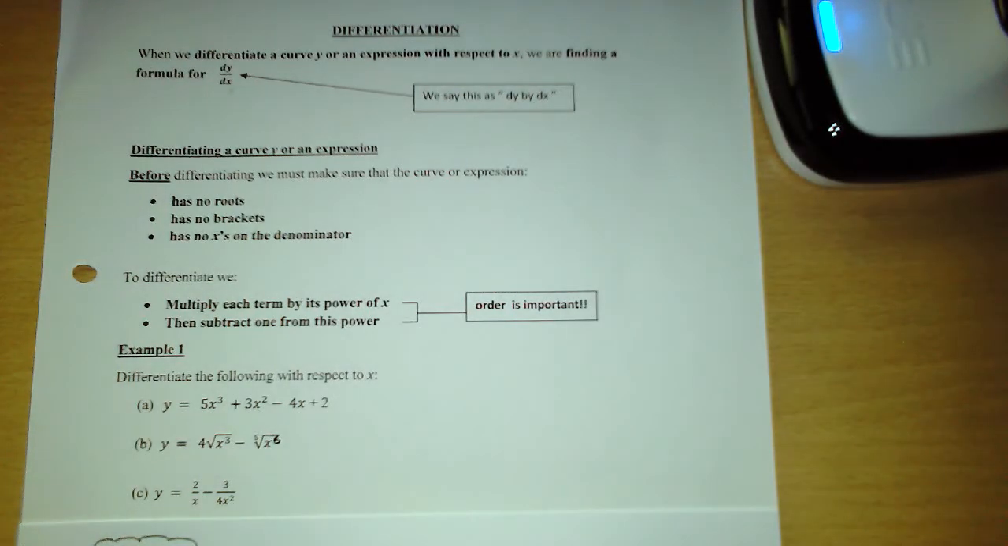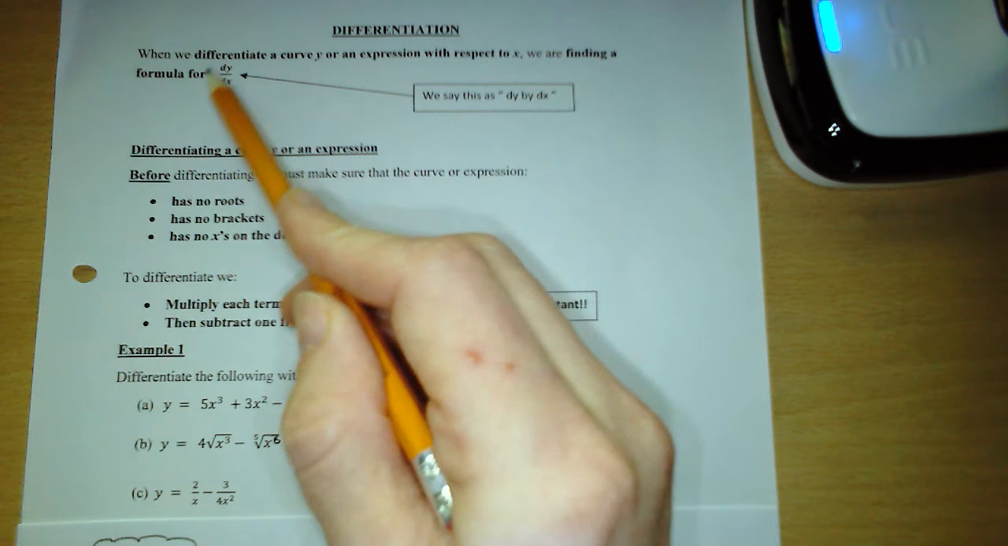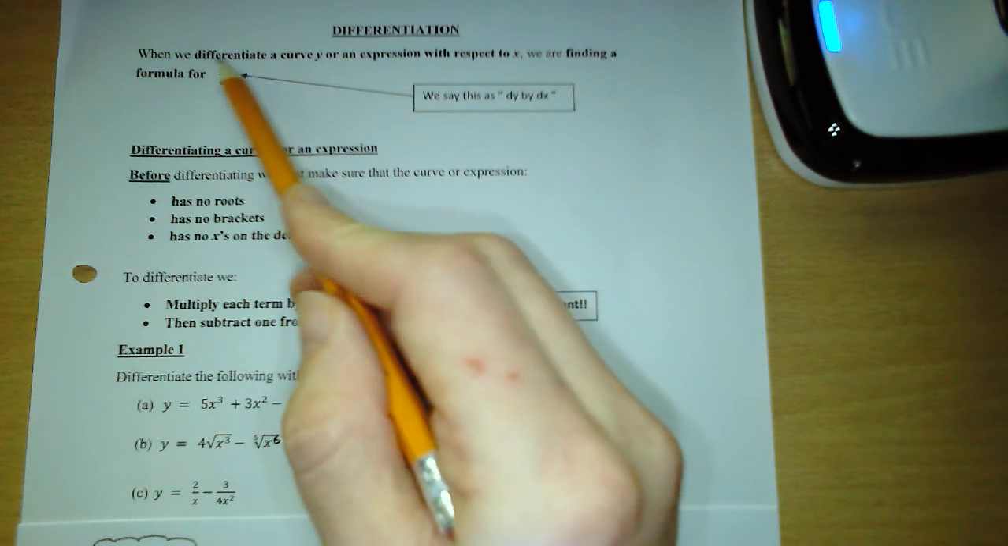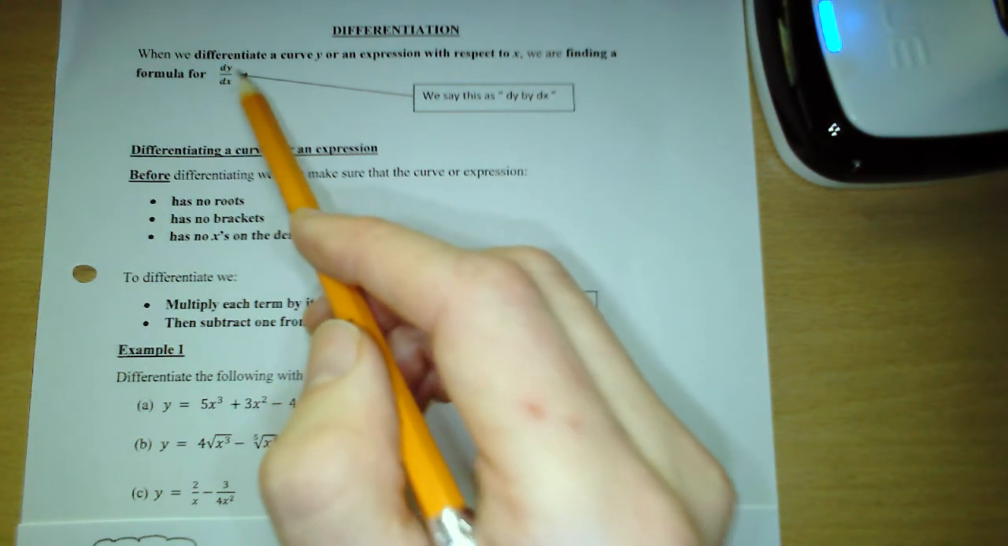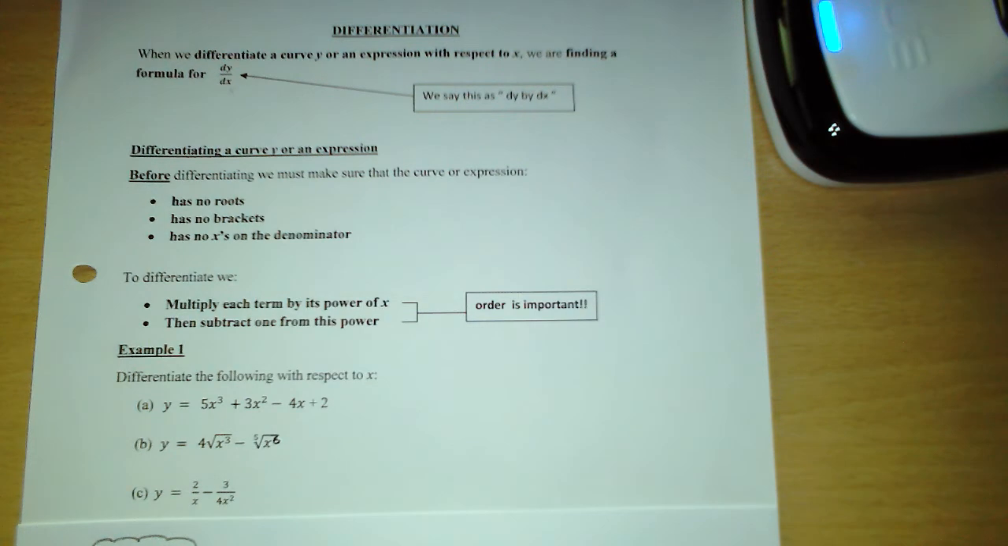Hi everybody, we're about to start a new topic called differentiation. Now, when you're asked to differentiate something with respect to x, that means you're finding a formula for dy by dx. So the moment you see this terminology, dy by dx, that means you're differentiating. The something that you could be differentiating could be a curve, y, or just simply an expression.